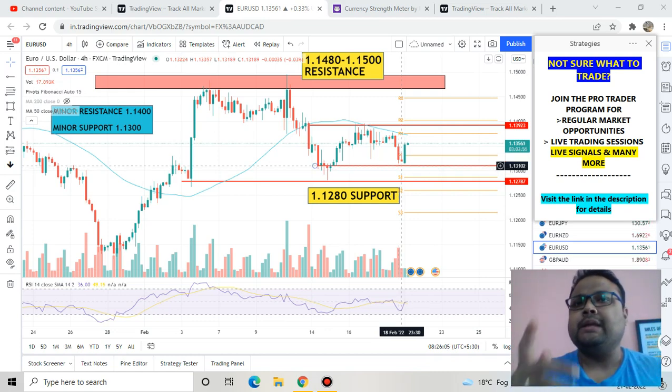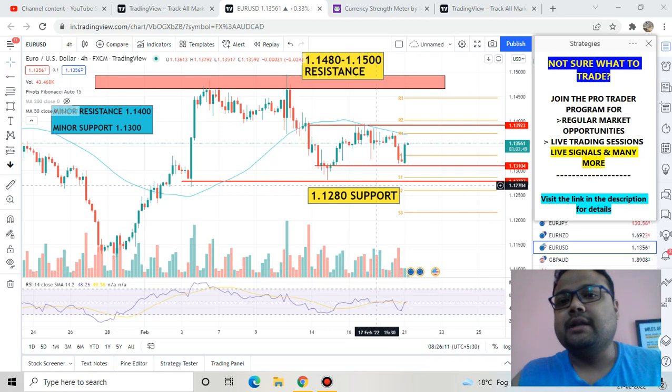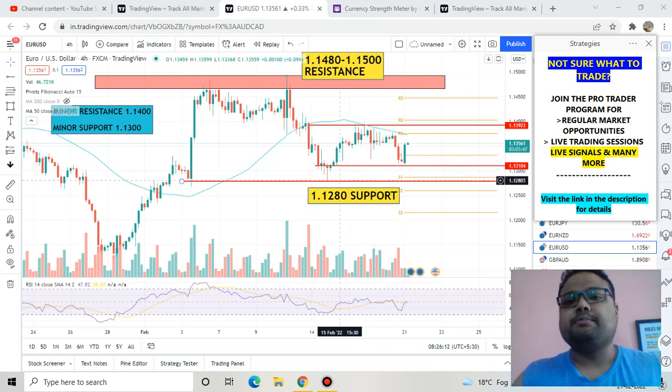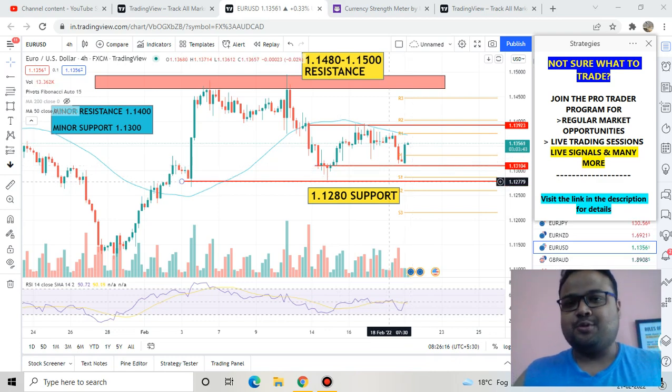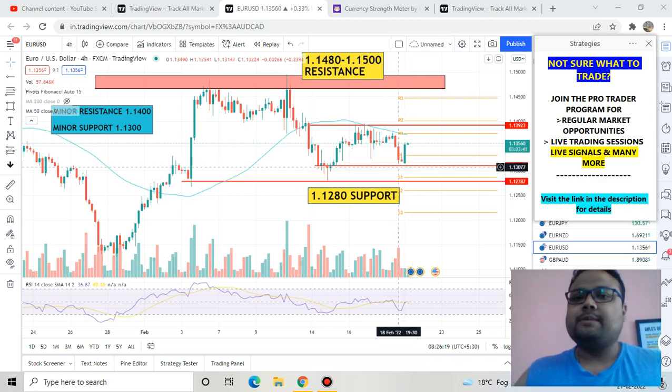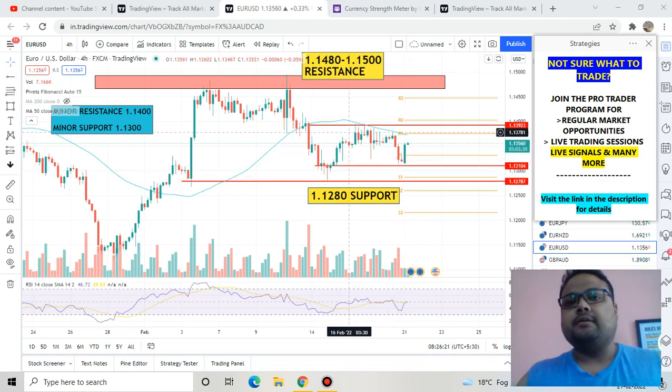But keep in mind, in case there is heavy selling on Euro USD, this is not the level we can rely on. This will be the level, because this support is stronger in comparison to this support. So the minor support is good, and the minor resistance is at 1.1400.